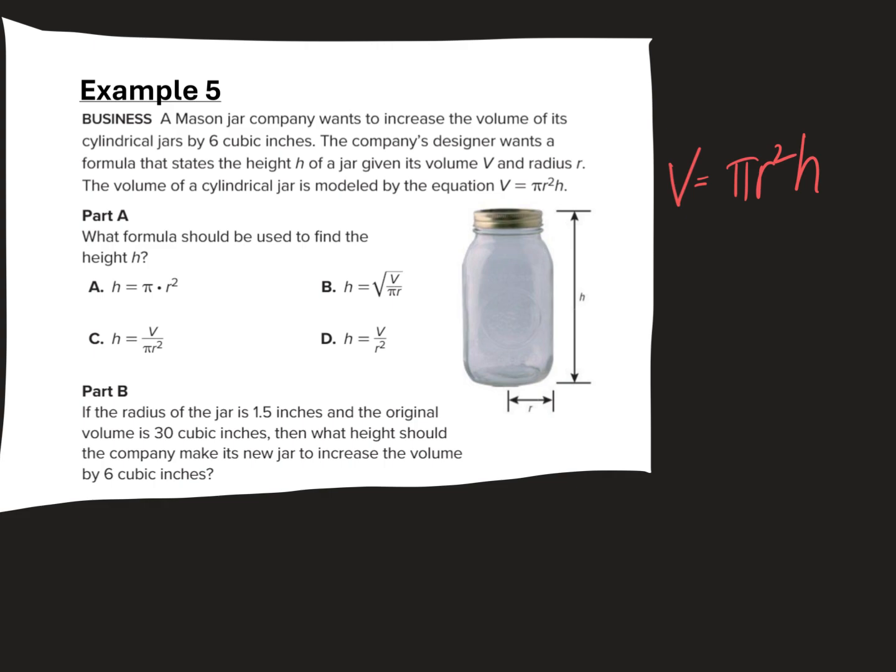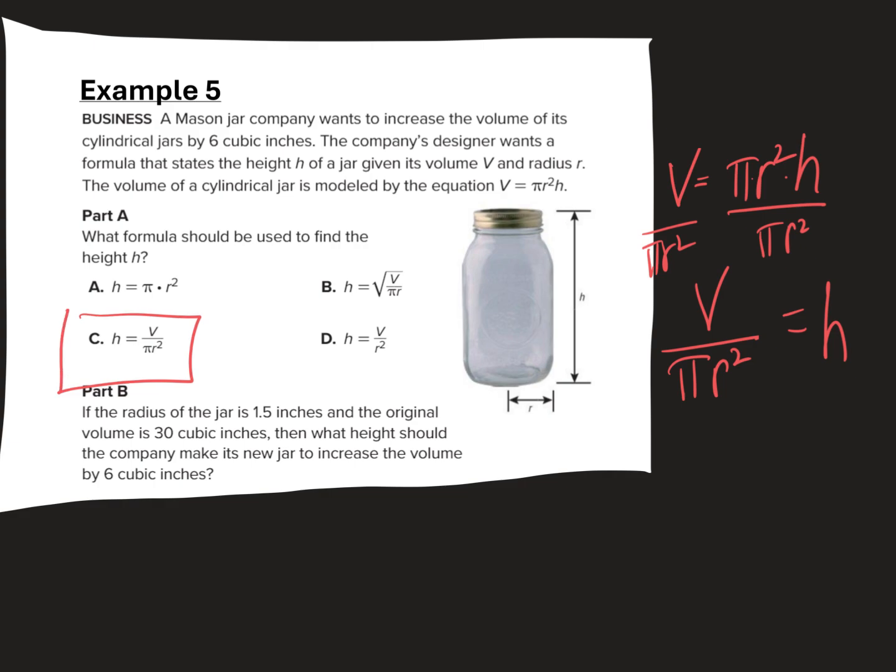How do I get h alone? What's happening with h? h is being multiplied by r squared and pi. So to get rid of multiplying by r squared and pi, I would divide by pi r squared. So the height would equal the volume divided by the product of pi and r squared. So C would be the correct answer.